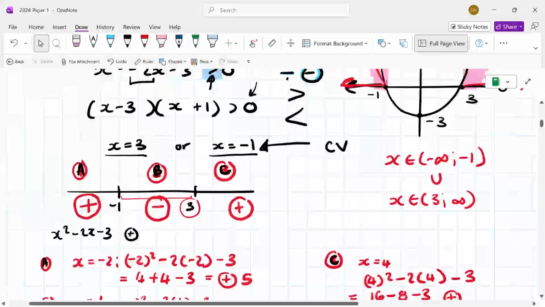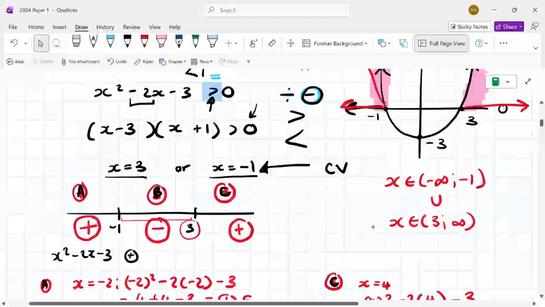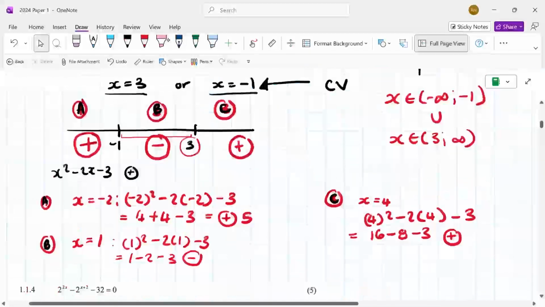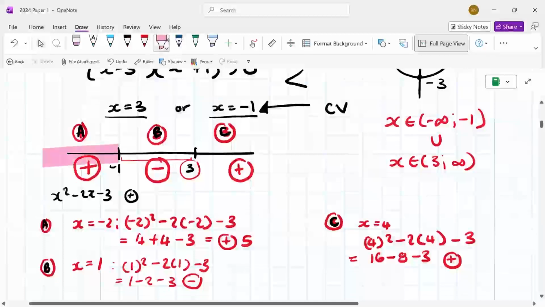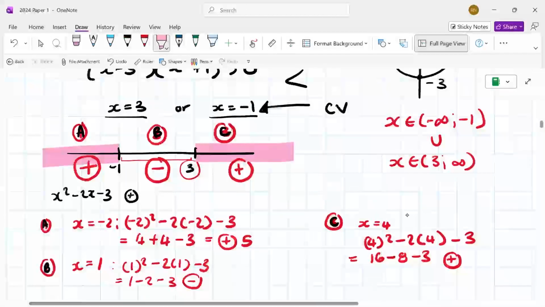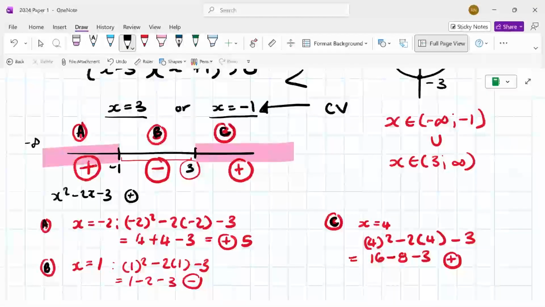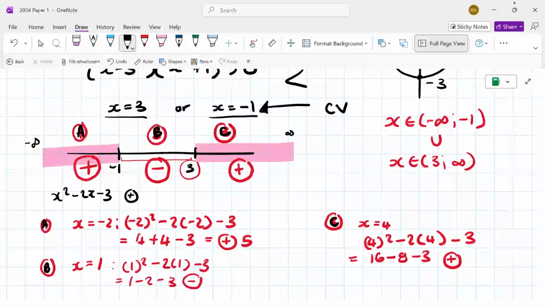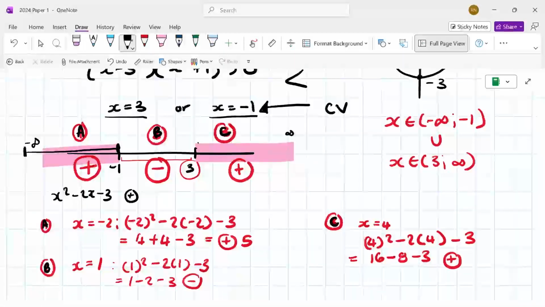And so you can see that our positive values in terms of our number line lie before -1, right? And after 3, right? From negative infinity, here's negative infinity, here's positive infinity. So from negative infinity up until -1, these will all be positive. Between -1 and 3, these are going to be negative. And between 3 and infinity is going to be positive again.